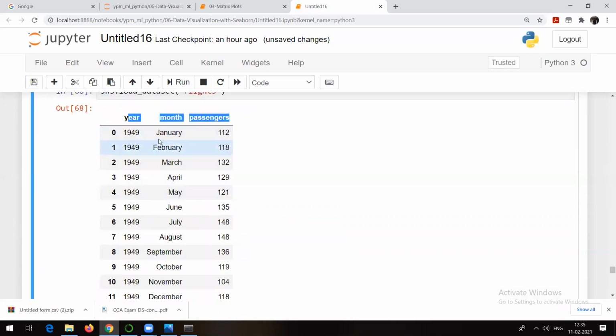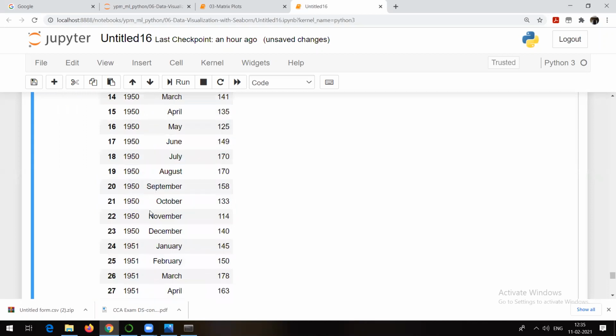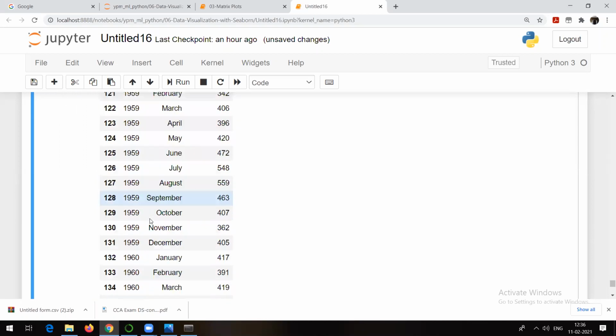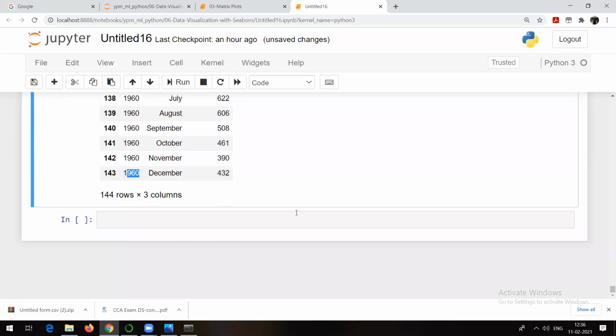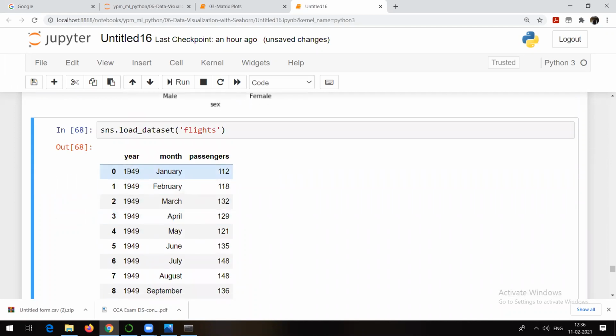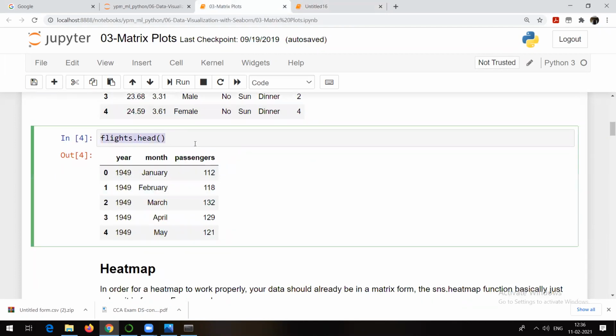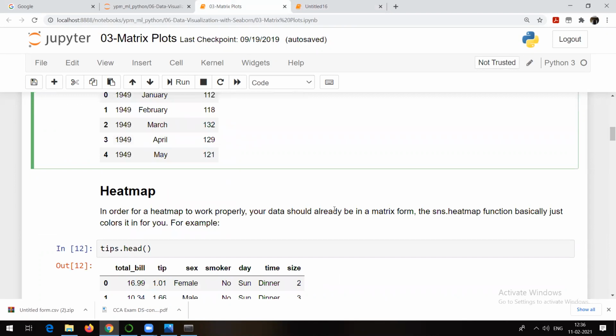Year, month, and passengers. So in 1949, in the month of January, 112 passengers traveled with the flight. In 1949, in the month of Feb, 118 passengers traveled with the flight. And so this is for the year 1949, then 1950, 51, 52, 53, 54, 55, and so on till 60. So from 1949 to 1960, we had this kind of data of flights. Now we will try to understand matrix plot with the help of this particular data set. As usual, flights.head is going to show you the first 5 records.